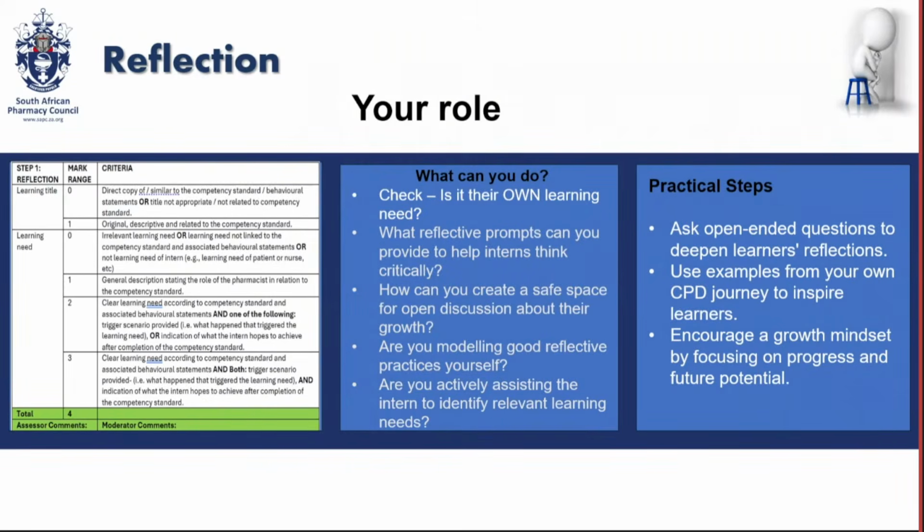So what was the trigger scenario? What happened that triggered them to say that they are not yet competent in that particular area? And then they need to indicate what the intern hopes to achieve after completing this competency standard. So once they've completed it, what are they hoping? Are they hoping now to be better prepared to fill out a Schedule 6 register, for example, and to understand the quarterly balancing, for example?